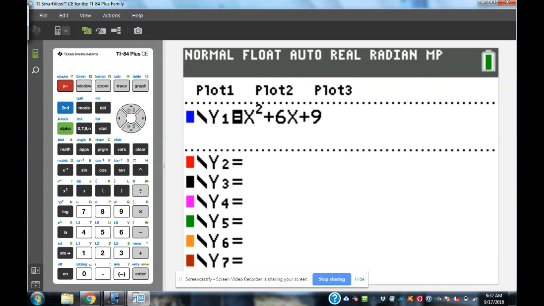I've got the equation typed in here. Make sure that your stat plots are off. If one of these, plot 1, plot 2, plot 3, is darkened in on your calculator, you need to arrow up until you get to where it's blinking, and hit enter, and it'll turn that off. It's going to cause issues with some of your graphs if you have that on.